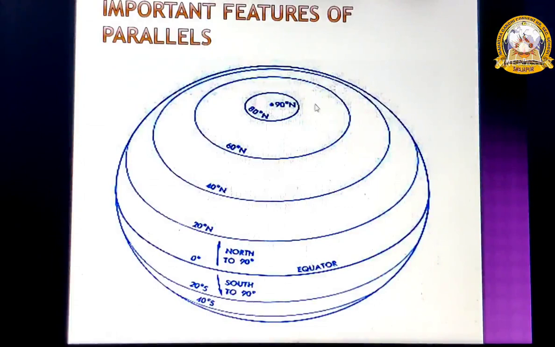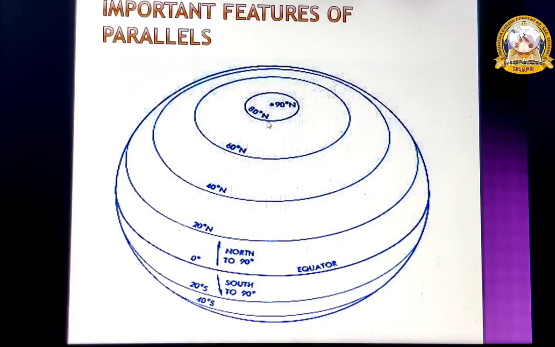All parallels are complete circles. They make a complete circle. See this. All parallels are complete circles except at the North Pole and South Pole. So what is the feature of parallels? All the parallels are complete circles except at the North Pole and South Pole.